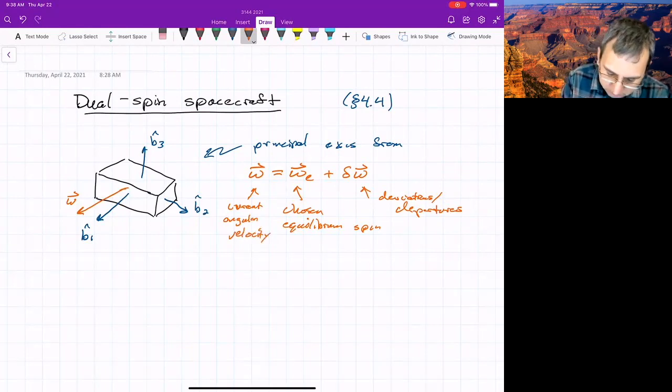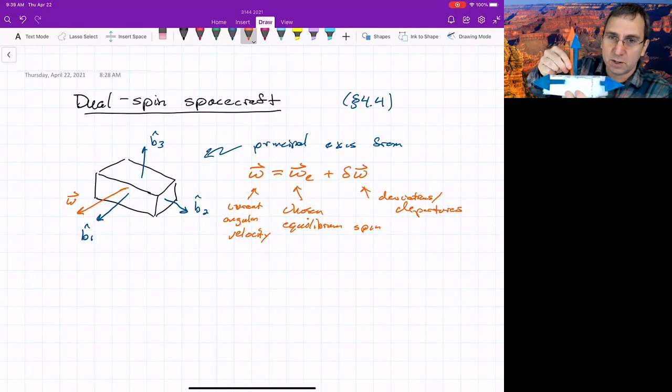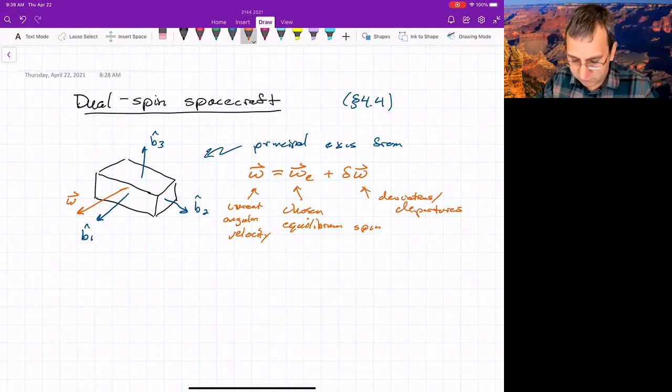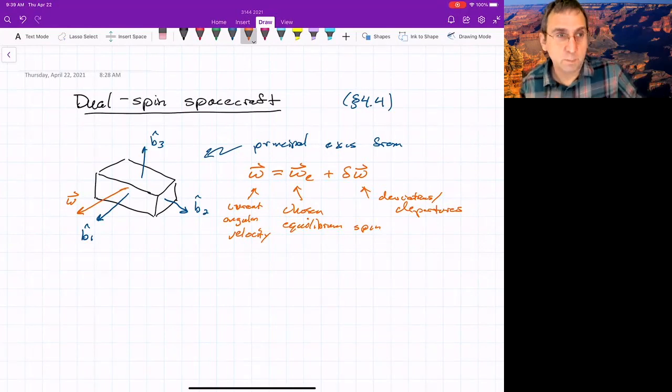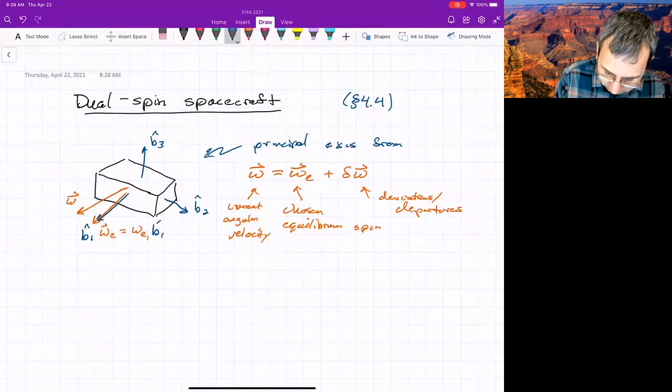So a chosen equilibrium spin needs to be along one of the principal axes, right? Equilibrium. The only pure spin is along one of these blue directions for this object when we're in free rigid body regime of space. So we need to pick it to be along B1, B2, or B3. By the convention of the book, B1 was chosen. So this is that. So we would say this is omega E1 in the B1 direction, right?